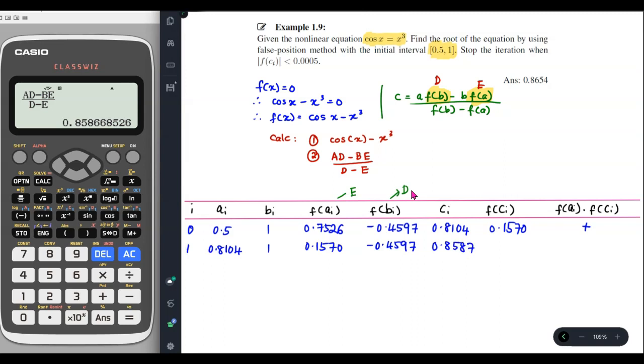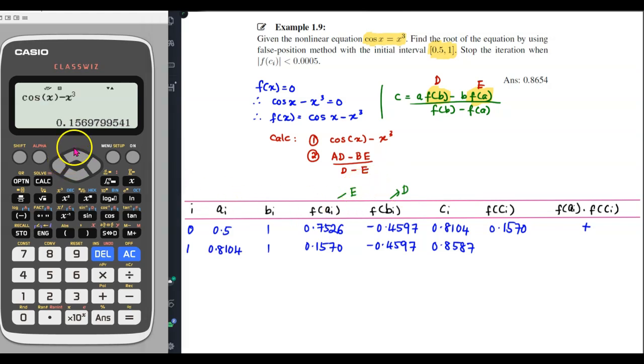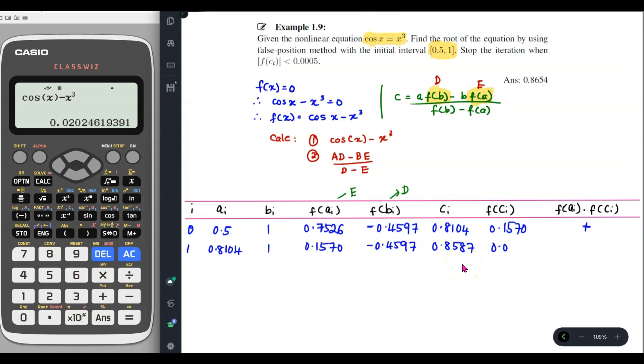Which is 0.8587. With that C, we need to find FC. So find this formula, press the calculate button. Our X is C, so 0.8587. Our new FC is 0.0202. The absolute of FC now is still way greater than this value here. So we need to proceed to I equals 2.